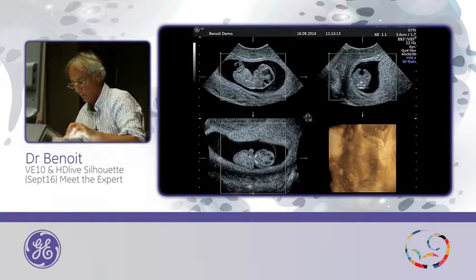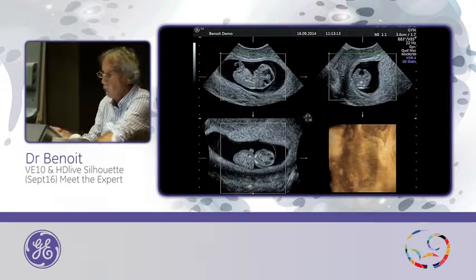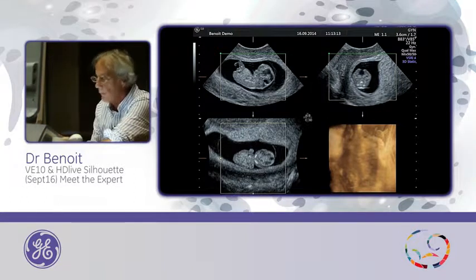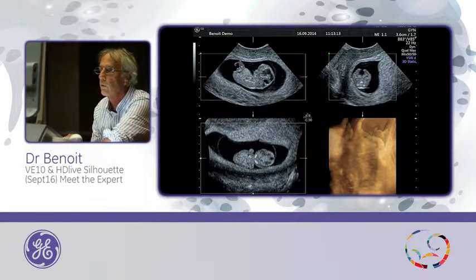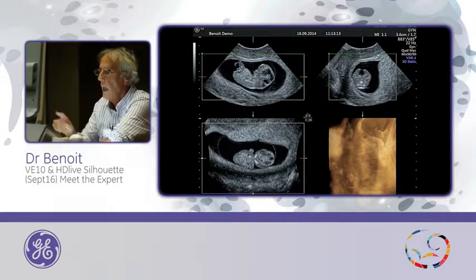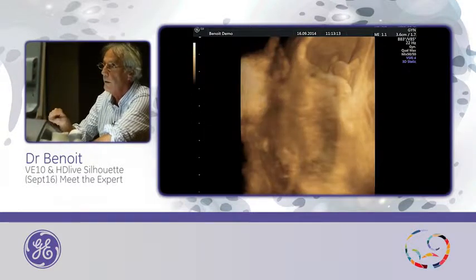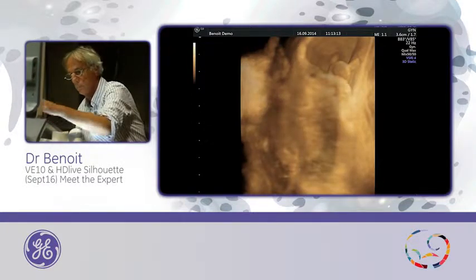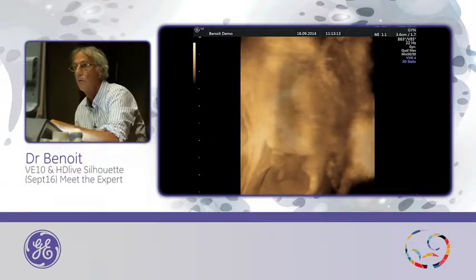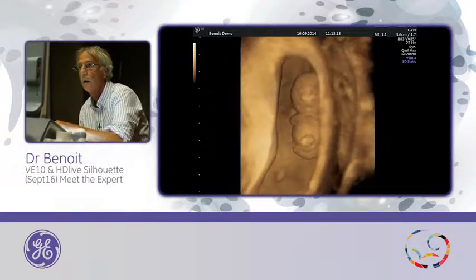So this is a render mode. First, I will switch to the surface mode. This is a surface mode. When you do this, you want to see the complete gestational sac, so you have to increase the size of the box. And the embryo is here.